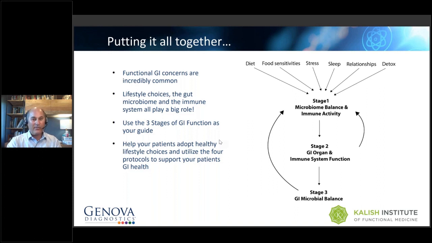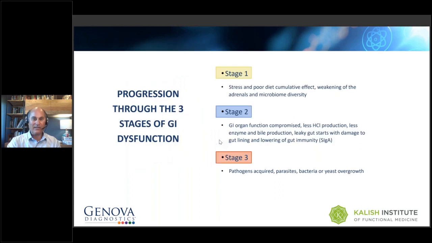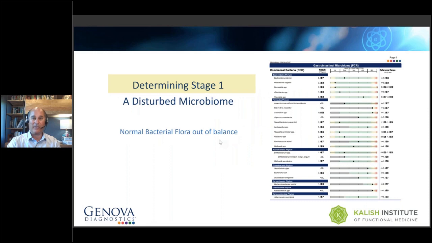The main point to remember here is that when you look at the lab, just answer these 3 questions. Microbiome, good or bad? Organs, involved or not? Infection, yes or no? That's it. Just those 3 things. That's all you need to do. Stage 1, stage 2, stage 3. And it's progressive. Stress and poor diet kick this thing off. The organs get nuked. The pathogens start to appear.